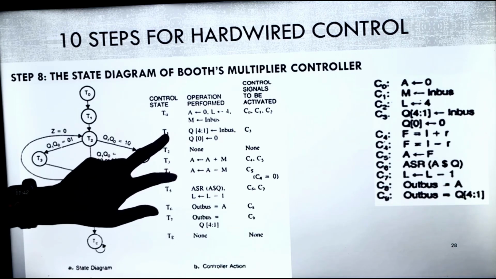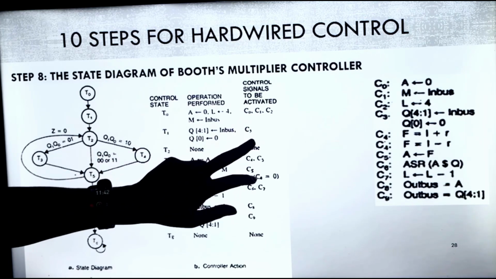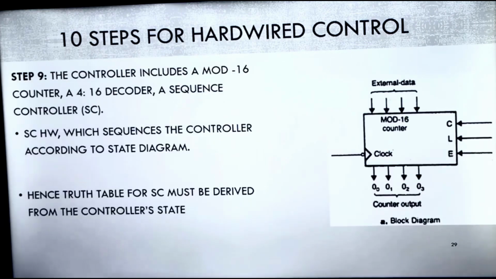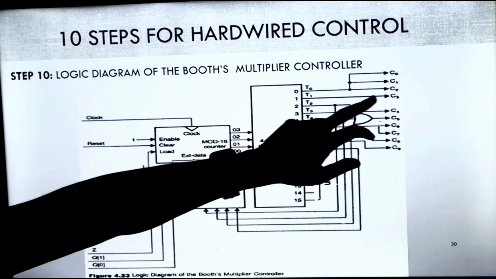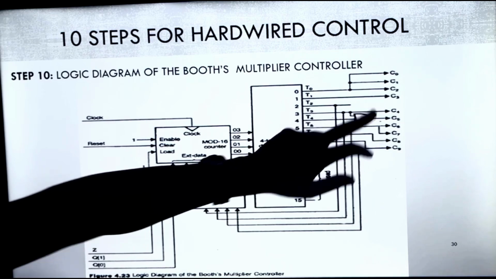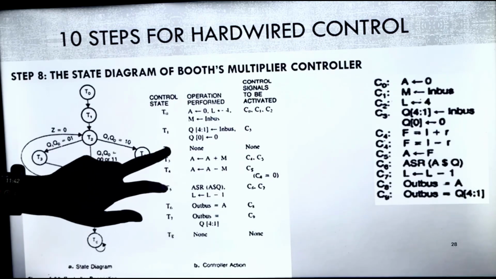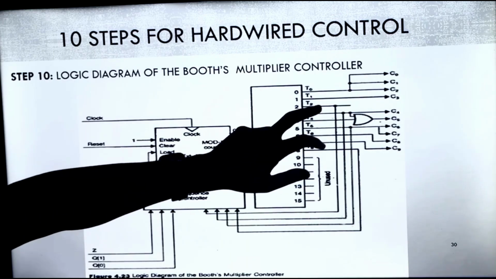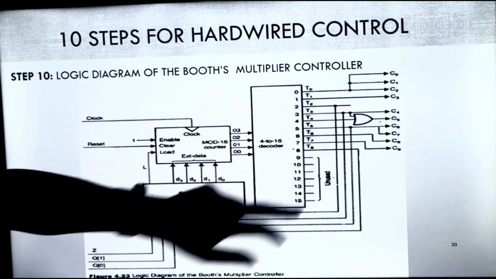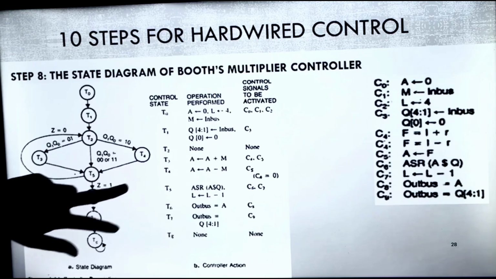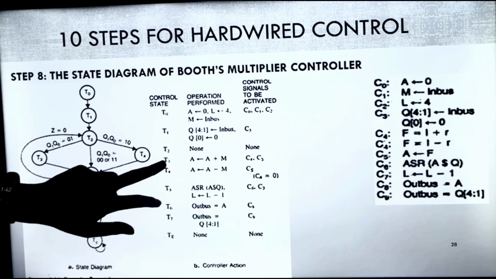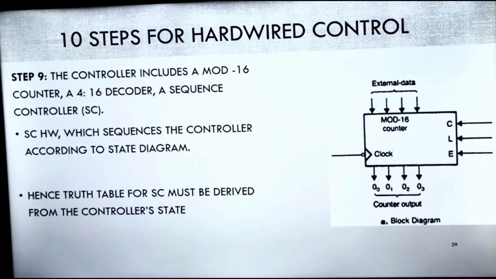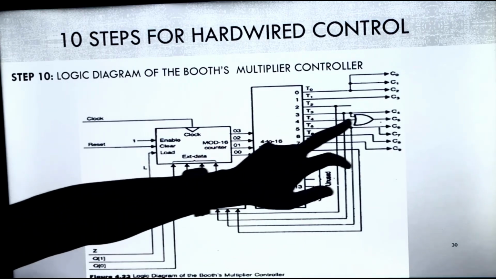In T1, what am I doing? Only one control signal I am activating, which is C3. So in T1, I will have only C3. I hope this is clear for you. Similarly, in T2, I do not have any control signals, so it's empty. Next, T3. In T3, I have C4 and C5.